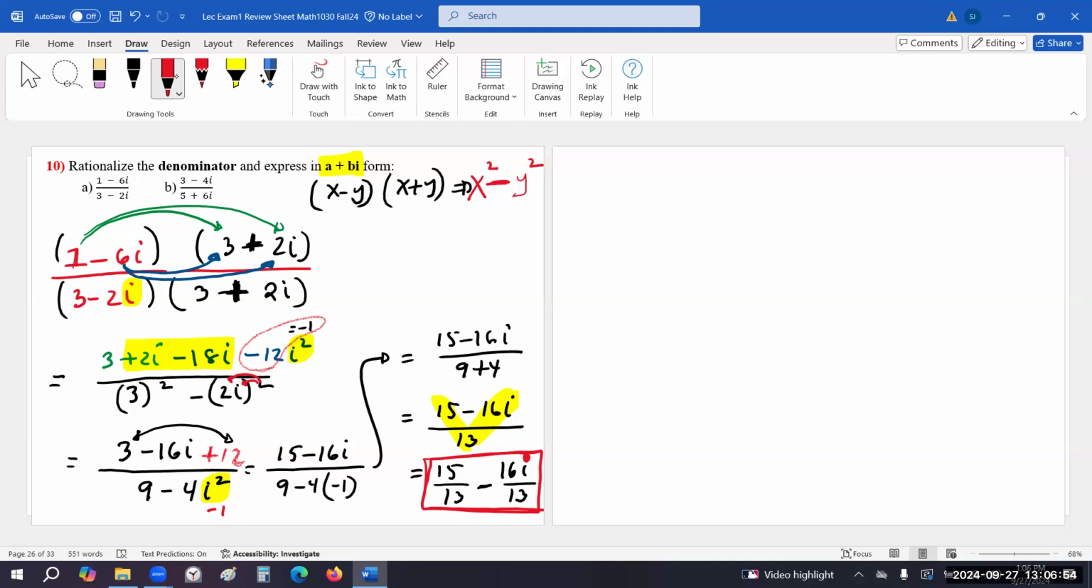Any question? So the correct last answer will be that one, the boxed one. And we cannot simplify the numerators. 15 and 13, they are not divisible by anything. But if it's divisible, we simplify. Okay, you try the next one. We have 3 minus 4i and 5 plus 6i.